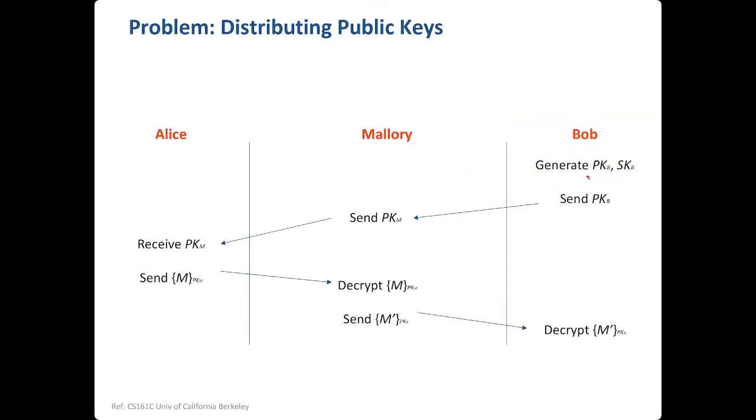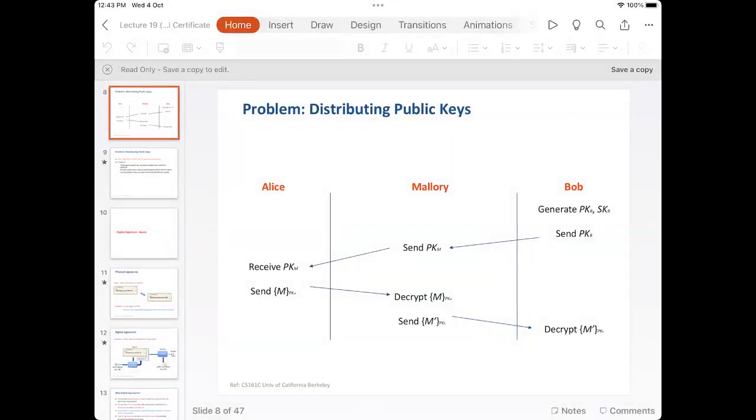So Bob generates a public key and private key and sends the public key to Alice because Alice might have demanded that. This is the normal process, right? Okay. But actually, what Mallory can do now is as follows.